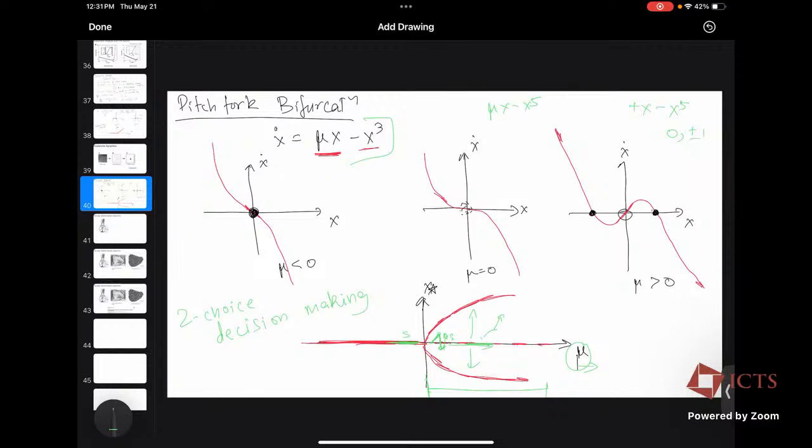So what happens if I want to make a choice between more tasks? Then I actually need not just x to the power 5, but some more polynomial over here that has multiple roots, right?